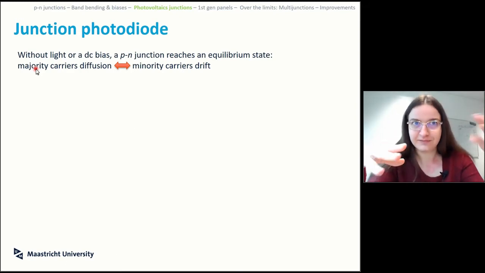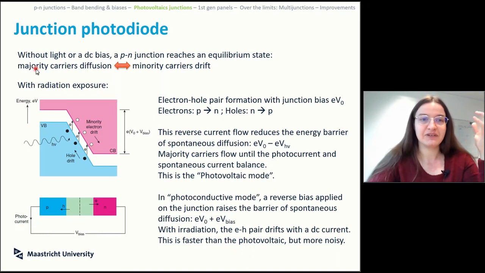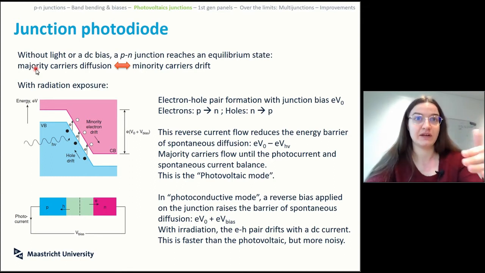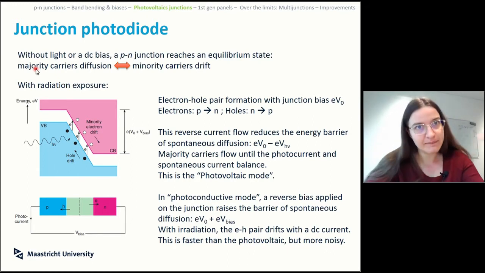What happens when you irradiate your junction? What happens upon irradiation is that you modify the equilibrium of your junction, because the light that you're shining upon it, just like temperature, is creating additional carriers.